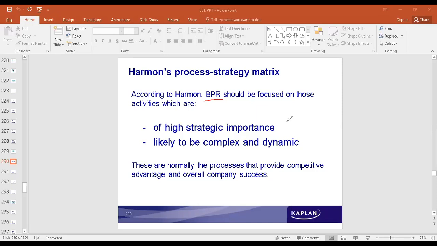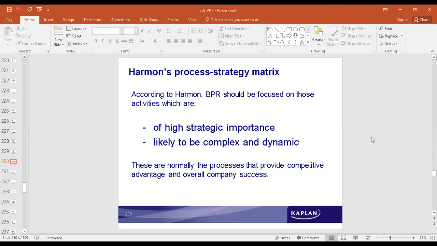Whereas there are multiple other things which have to be noted, such as what is going on in the external environment, competitive strategies, and the changes in the economy. Those things also have to be focused on, including the competition and how to face them. So that would be counted as a limitation of BPR. But because it is the need of the hour, BPR is always advisable to take up. It is of high strategic importance, and likely to be complex and dynamic.